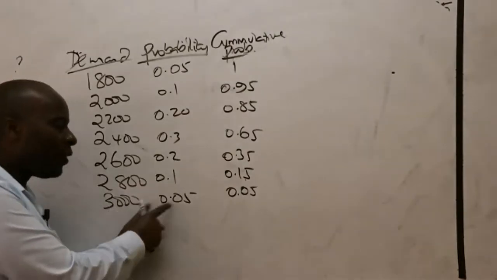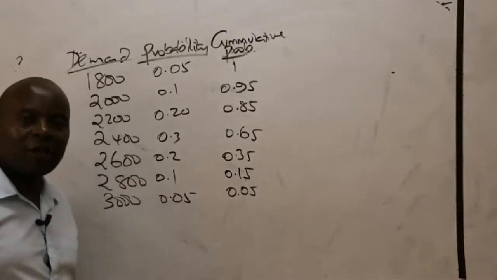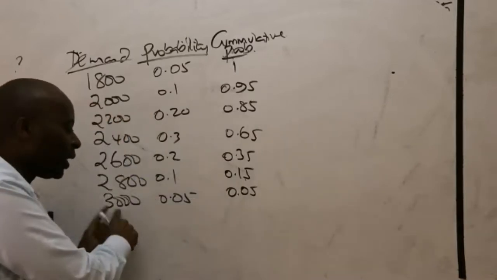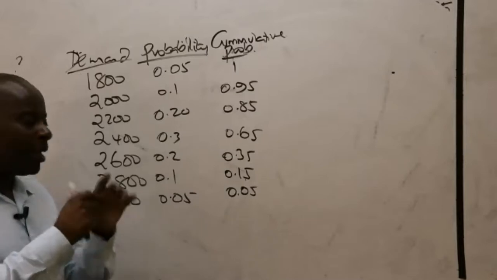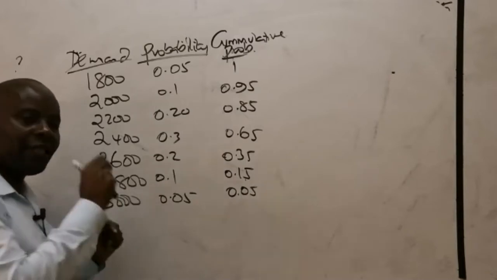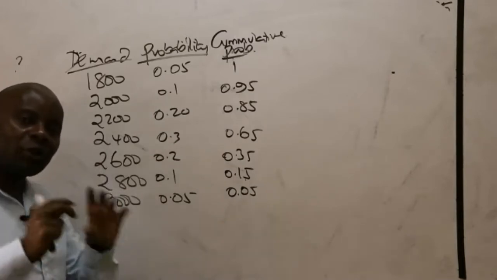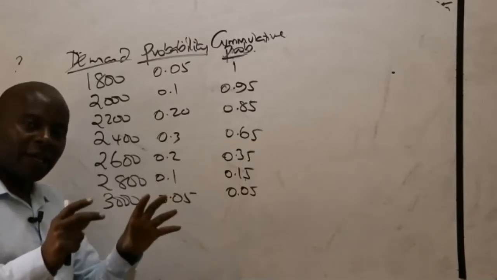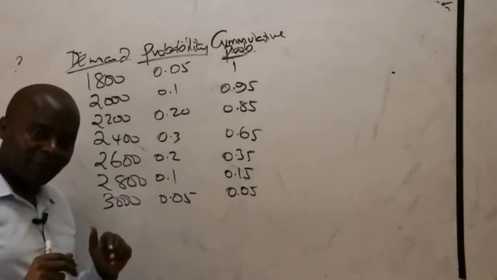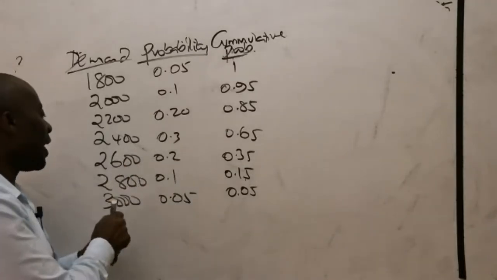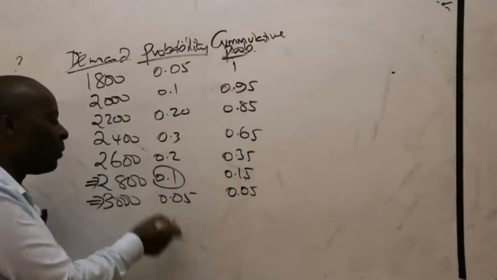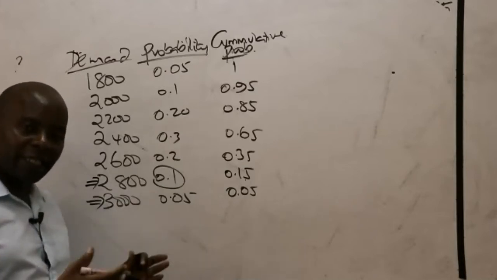we only have this particular chance, 0.05, of being able to sell everything. We only have one chance when demand will be 3,000. If my supply is 2,800, then there are two possibilities of being able to sell everything, not perishing with anything. If I stock 2,800, the demand will be this with this probability, or it will be this with that probability. We don't want to go into too many explanations.